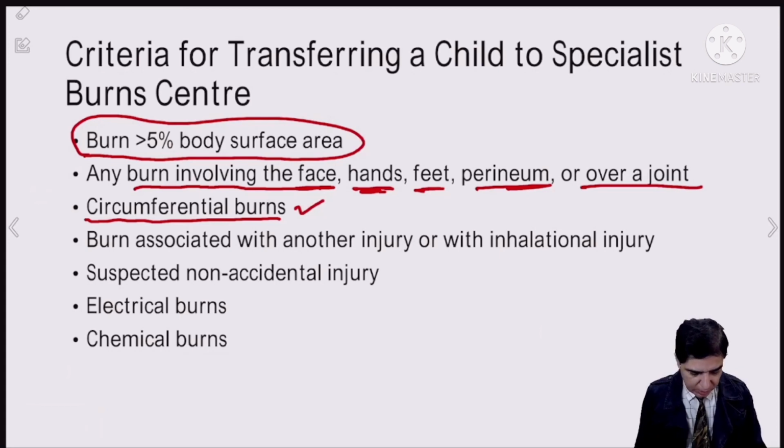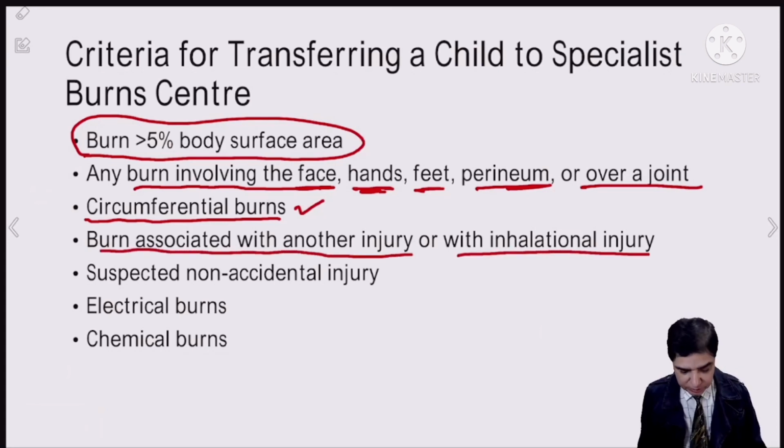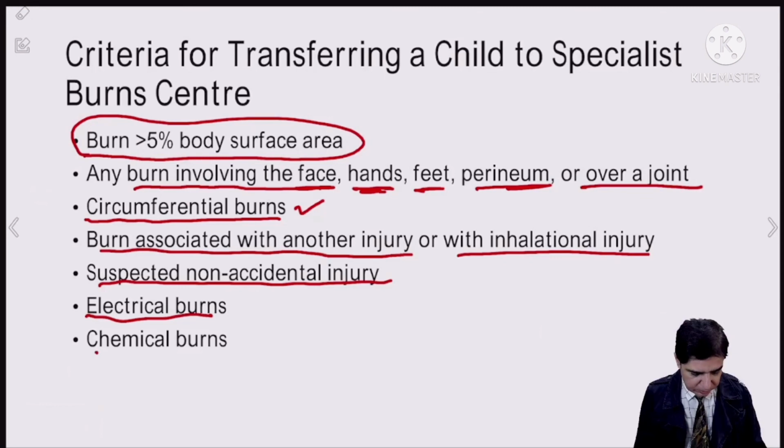Any burn which is associated with another injury or with inhalational injury again needs to be discussed or sent to them. Suspected NAIs, non-accidental injuries, where a child has been deliberately burnt for different reasons, have to be discussed. And obviously, in that case, you have to involve the social services. You might have to involve the police as well. All electrical burns and chemical burns also have to be sent to the specialist burn centers because they might require a bit of specialized care.